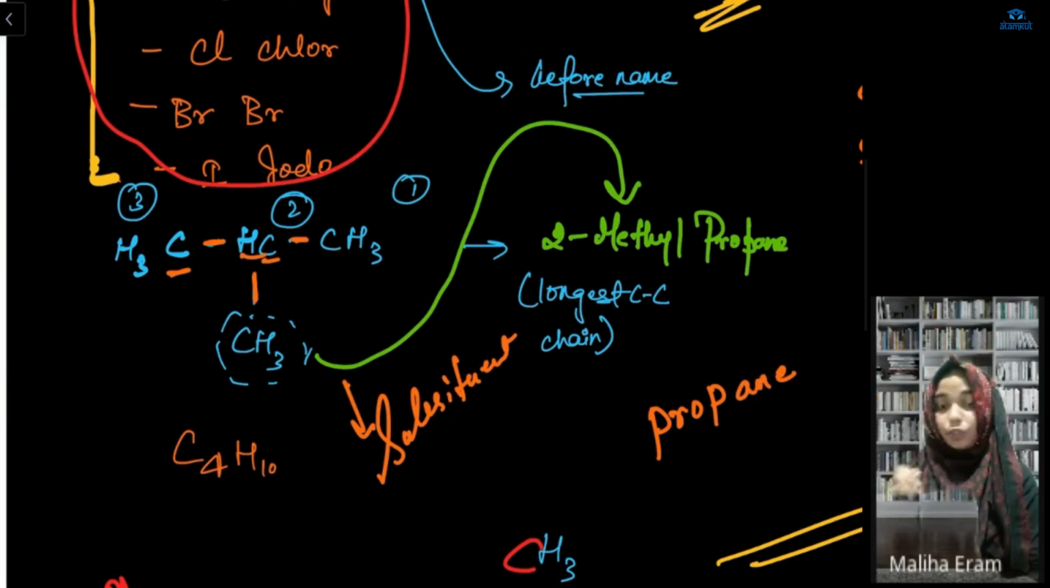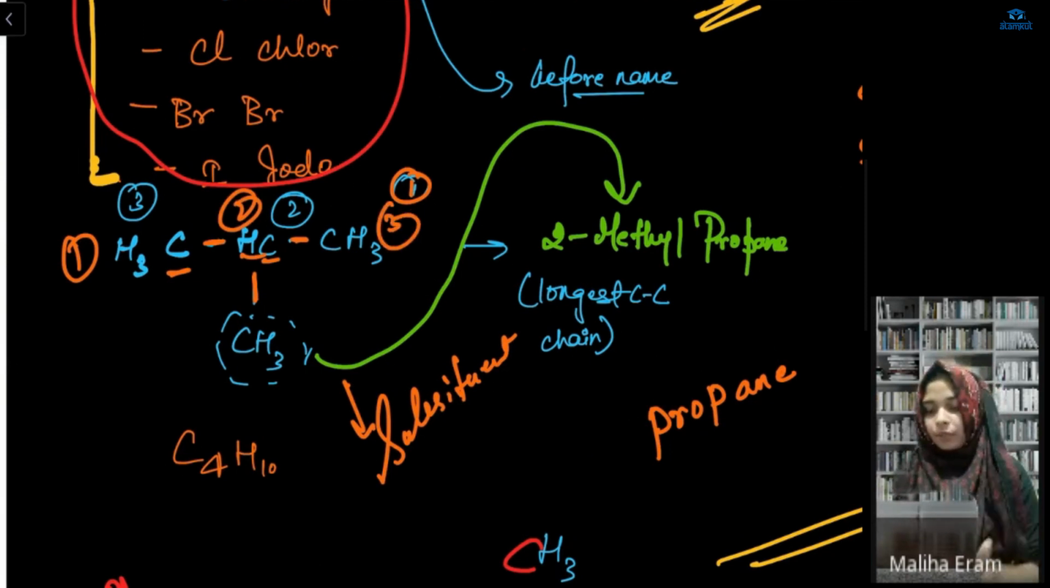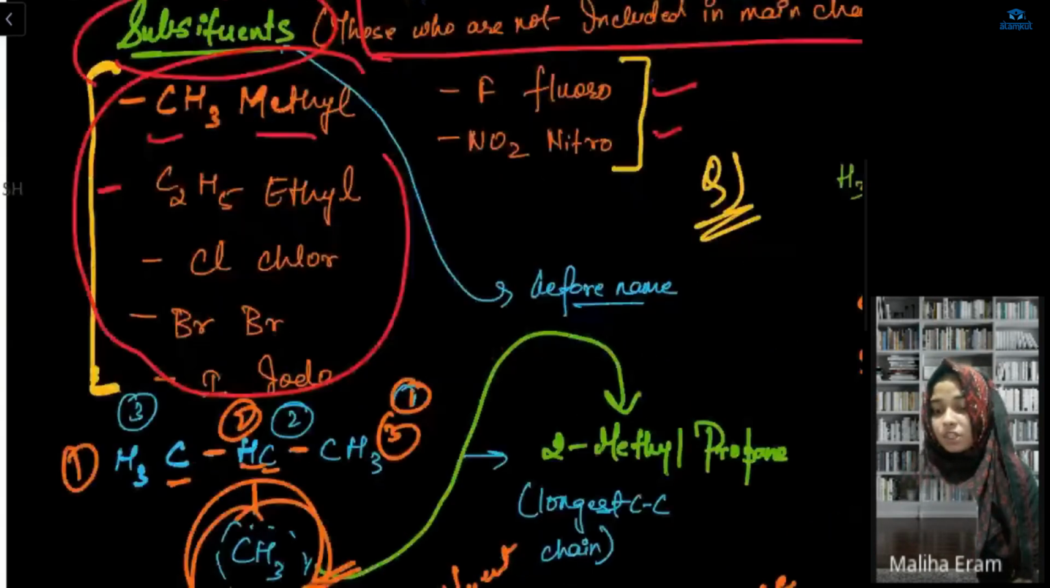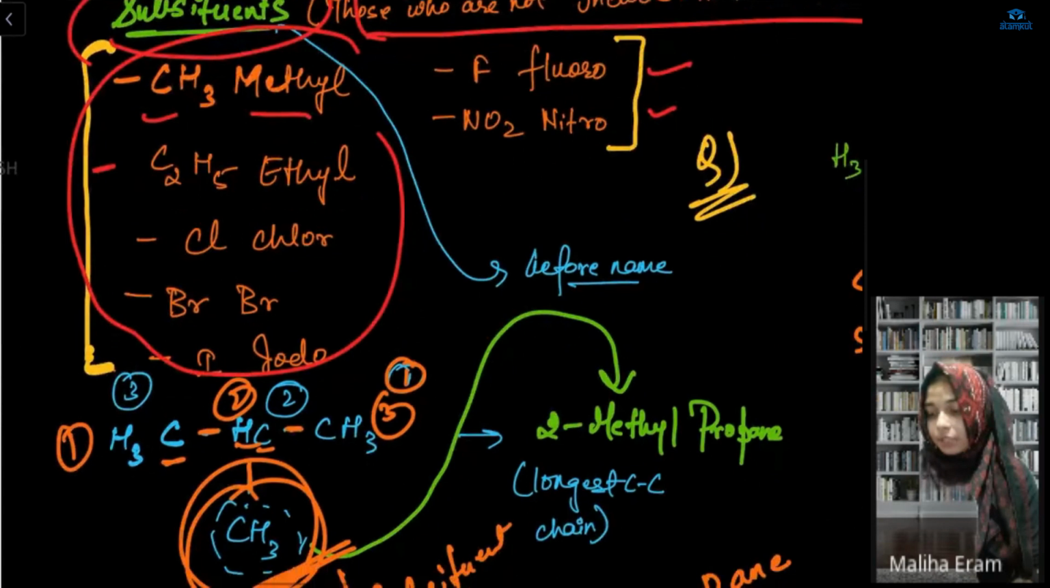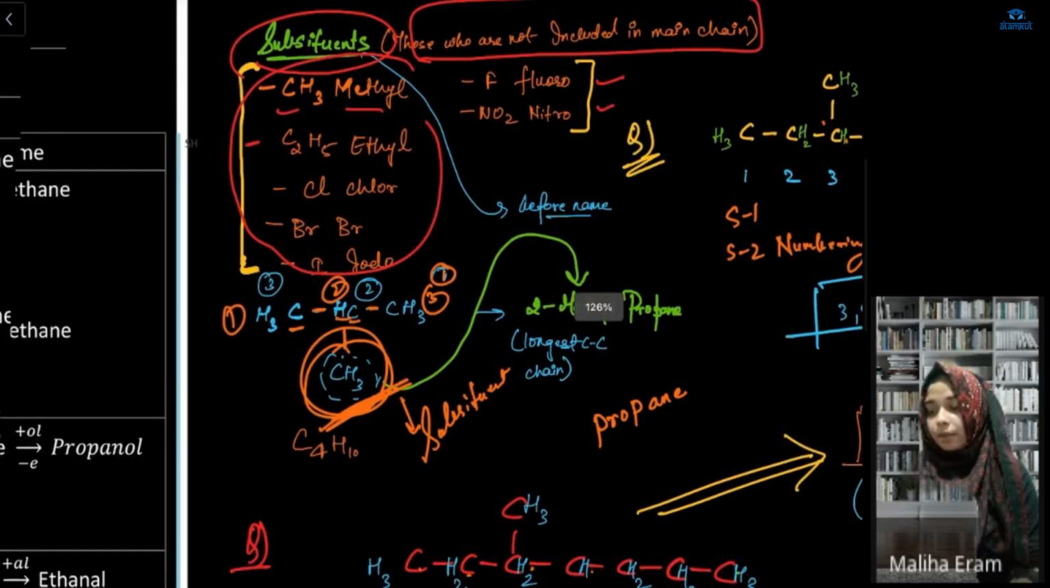But don't forget to write the substituents. Here, whether we number from the left side or from the right side doesn't matter, because 2 is in the middle only. 1, 2, 3 from right or from left, either way. Your CH3 is at the second position. So this is your substituent, which is methyl. So it will be 2-methylpropane. Okay, what will it be? 2-methylpropane.